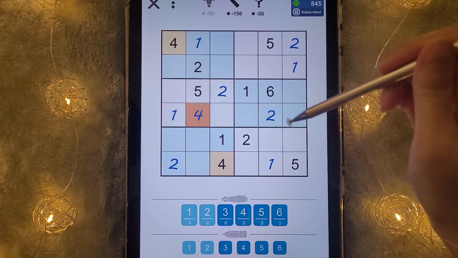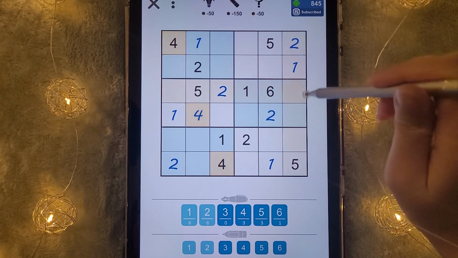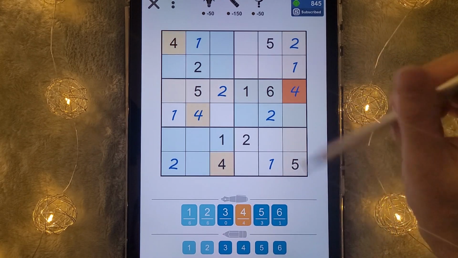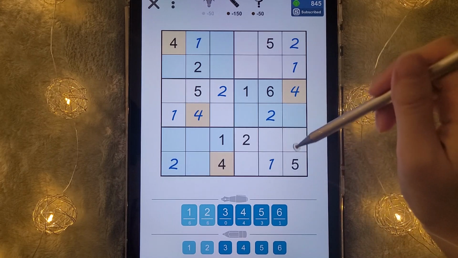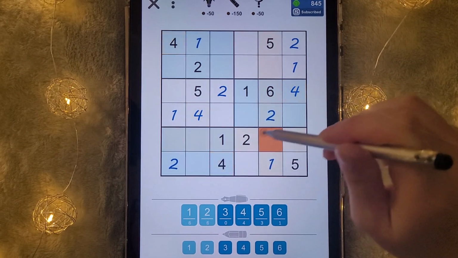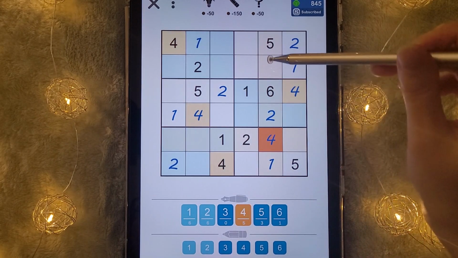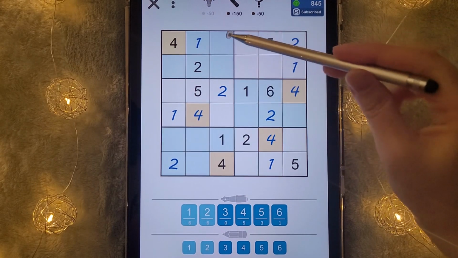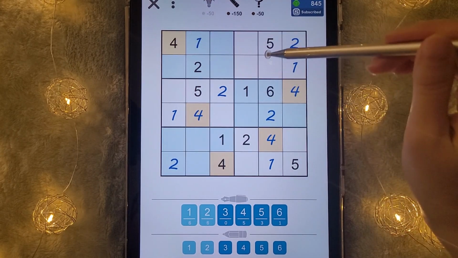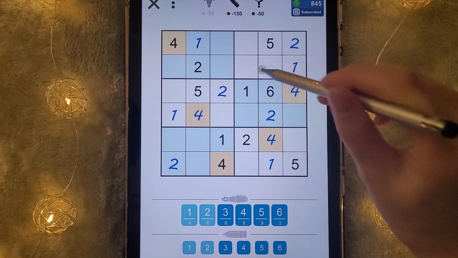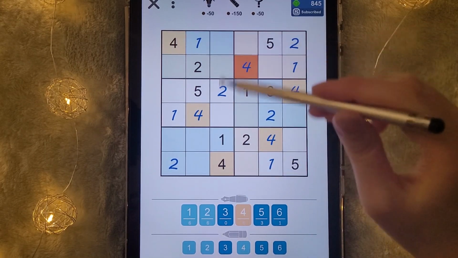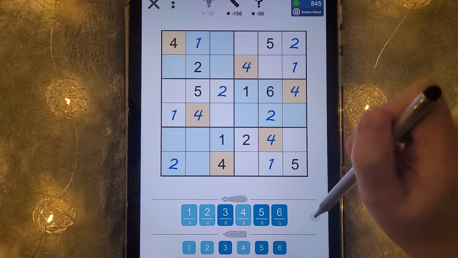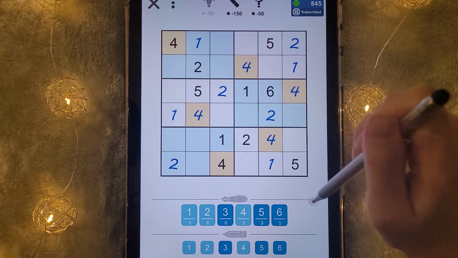And then because that sees this line here, 4 has to go here. And then for this box down here, this one is blocked, this one is blocked. So the 4 has to go there. And then up here in the last box, this cell is blocked by that 4, this cell is blocked by that 4. So the 4 has to go in that box. So we've now placed everything for all of the 4s.